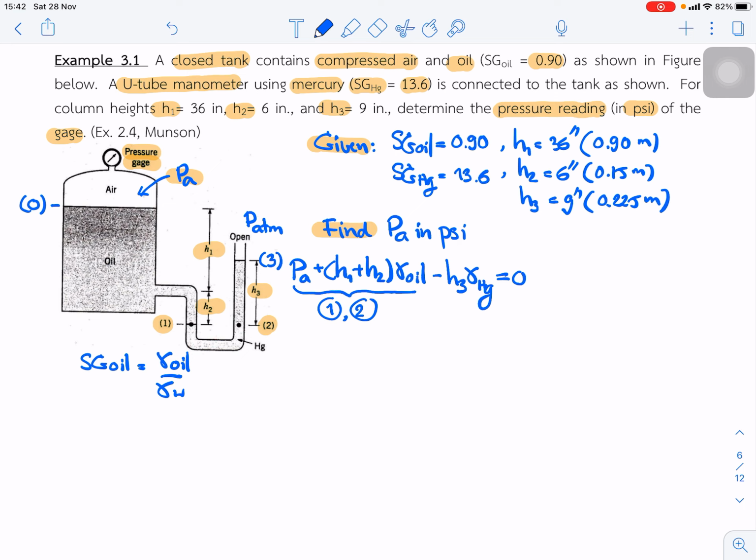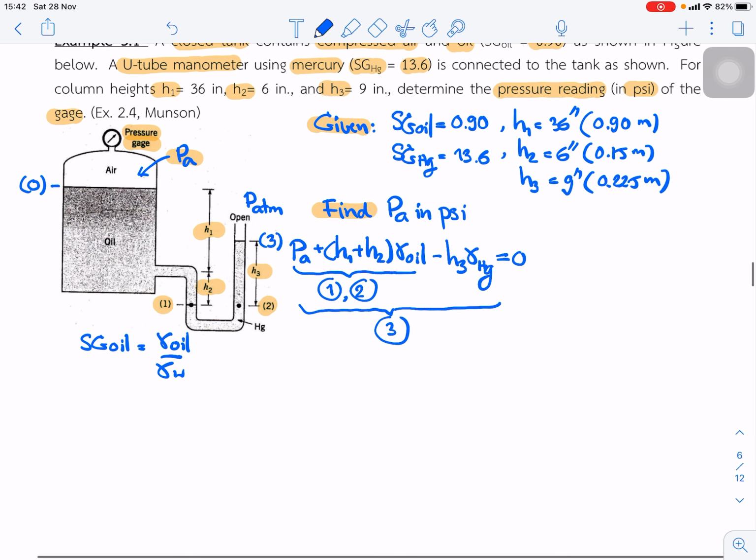In this case, we move to point 3. Okay, that is the relationship of the pressure at different points. In this case, we can find what PA is. The other known parameters we move to the right-hand side. So H1 plus H2 times gamma of oil is equal to the specific gravity of oil times the gamma of water.